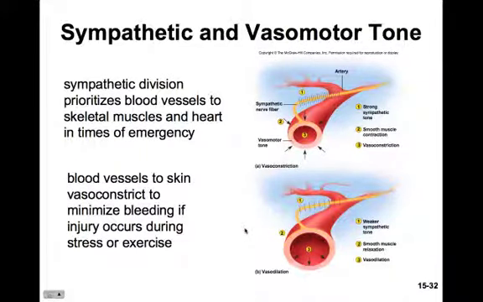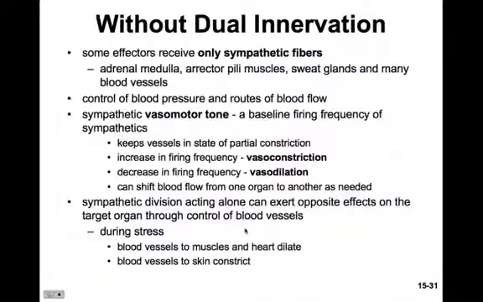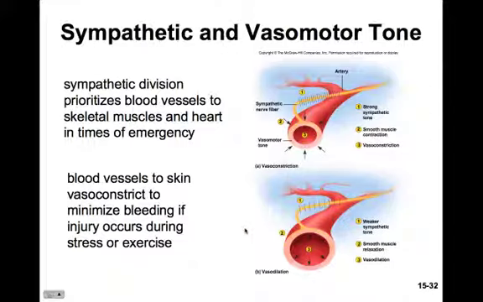This figure shows us the example of sympathetic system and vasomotor tone. When the sympathetic division prioritizes blood vessels to skeletal muscles and heart in times of emergency, those vessels will dilate, while blood vessels that supply the skin will constrict. This could be to minimize bleeding in case injury occurs during a fight or flight response. So take a moment here to consider some cooperative and antagonistic effects of the sympathetic and parasympathetic nervous system.